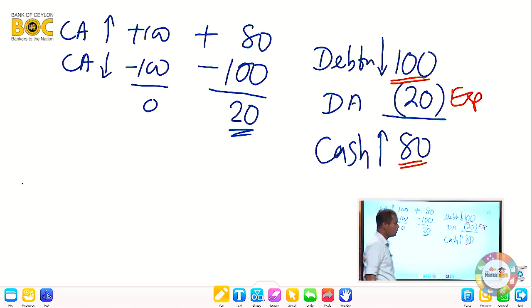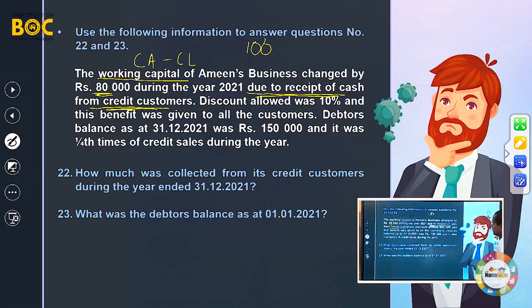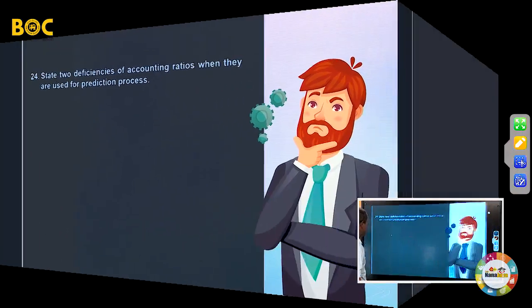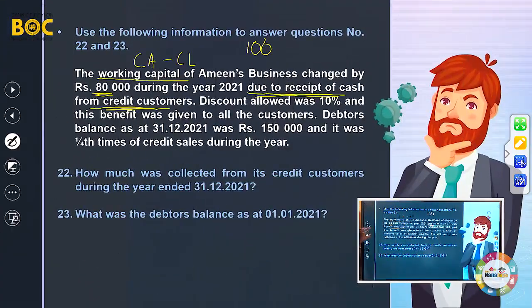Your working capital changed due to discount. Then how much is the discount? This 80,000 is the discount. Your working capital decreased by 80,000. That is your discount allowed. Your discount allowed is how much? 80,000.